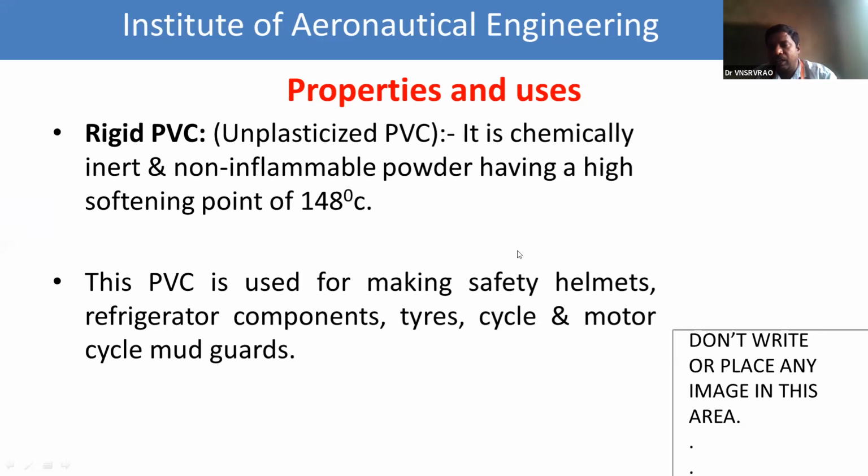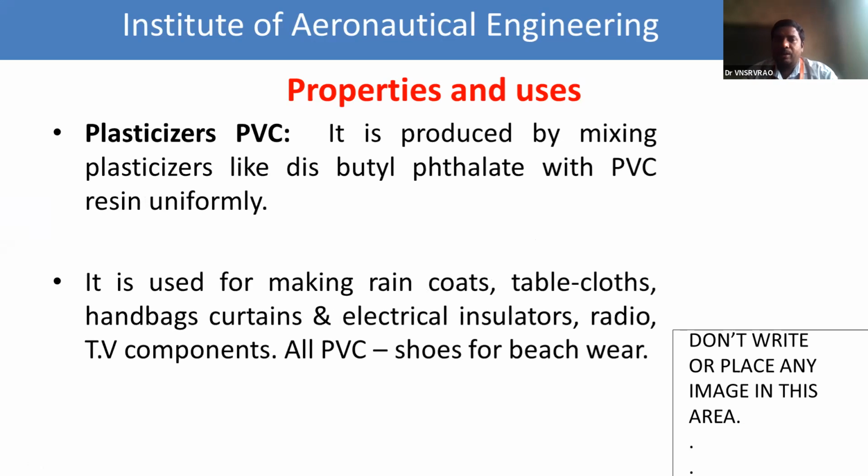That is unplasticized PVC. And one more PVC is there, that is called plasticized PVC. All of you, is this slide visible? Yes, sir. Okay, so plasticized PVC means it is produced by the mixing of plasticizers like dibutyl phthalate with PVC resin uniformly. So the main difference between the current plasticized PVC and the previous unplasticized PVC is that in the present polymer there is a presence of plasticizers.